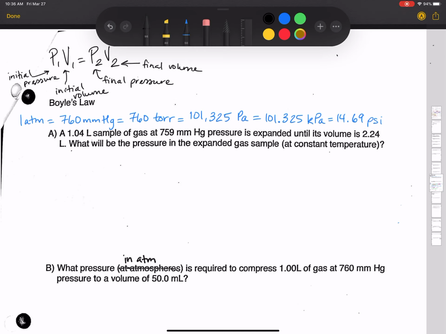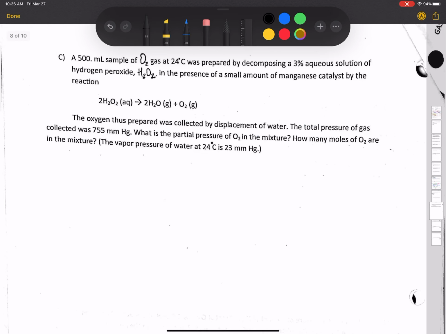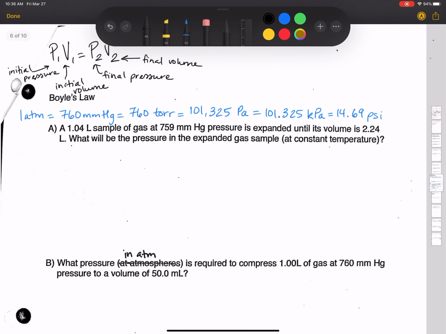Question A says a 1.04 liter sample of gas at 759 millimeters mercury pressure is expanded until its volume is 2.24 liters. What will be the pressure in the expanded gas sample at constant temperature? So this right here, sorry guys, at constant temperature, for you is not important. This is not going to change how you answer a question.